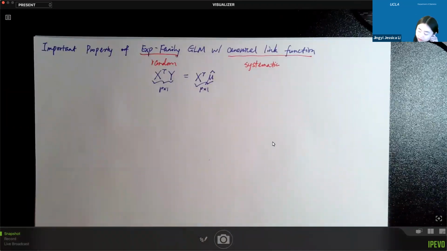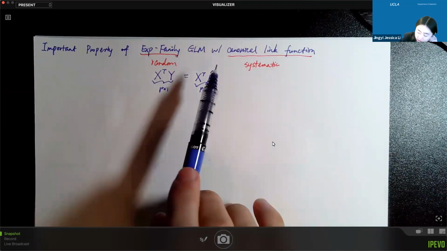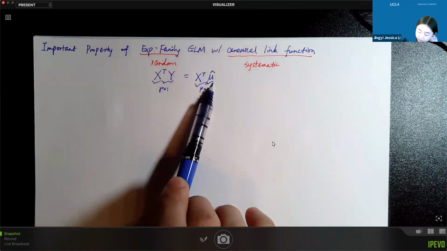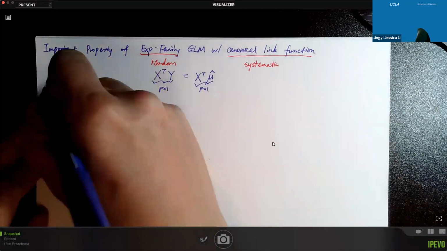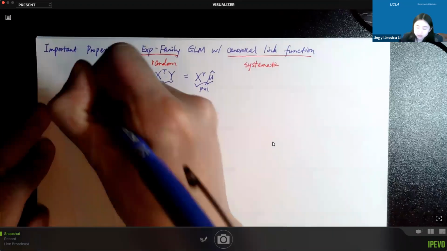And how do we derive this? This can be seen from the MLE, right? We know that we use MLE to estimate parameters. And given that beta hat, with transformation, we can obtain this mu hat. So we'll go from that route to see how this can be easily proved.